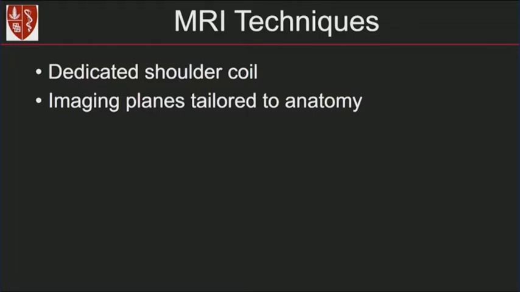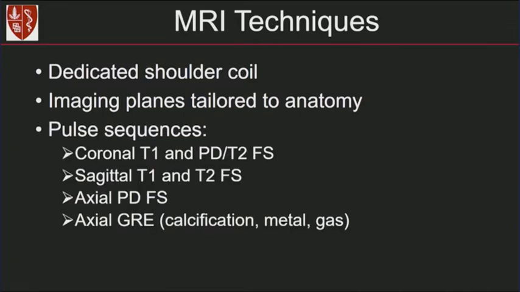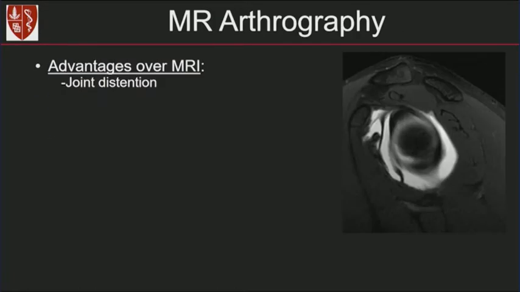Our shoulder protocol includes using a dedicated shoulder coil. We image the planes tailored to the glenohumeral joint. The pulse sequences are a combination of T1, proton density, and T2 fat suppressed images, and if there is concern for calcification, metal, or gas, we would add an axial gradient echo sequence.